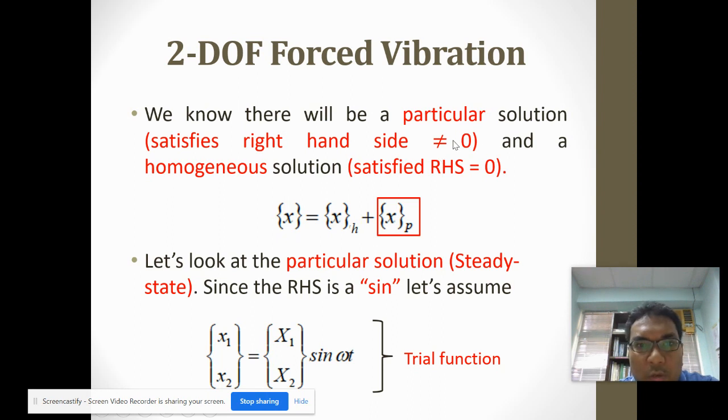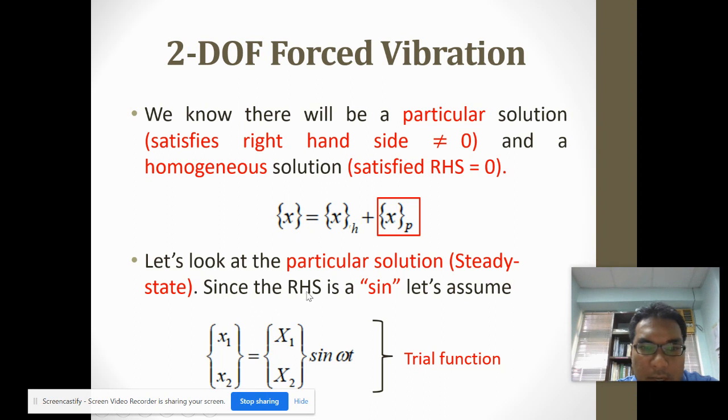You can refer back to your lecture notes on the 1 degree of freedom forced vibration, where it is explained in detail. A homogeneous solution satisfies the right hand side equal to 0. So the total response for the forced vibration is equal to the homogeneous one, meaning the underdamped vibration, plus the particular solution, which is the steady state. What we are looking for in this lecture is the steady state solution. Let's look at the particular solution, the steady state.